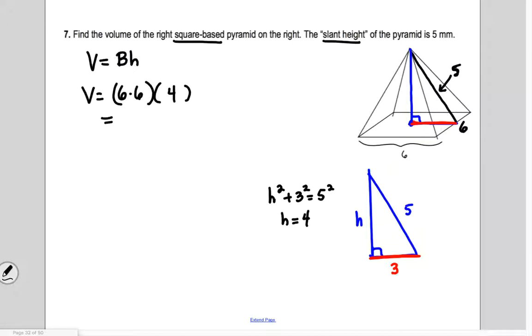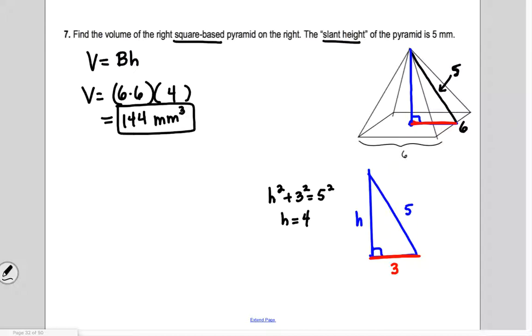So our volume is going to be 36 times 4. If I'm multiplying something by 4 and I don't have a calculator, I double and double again. 36 times 2 is 72, times 2 again is 144. So it's 144 millimeters cubed. So cubic millimeters. That's our answer.